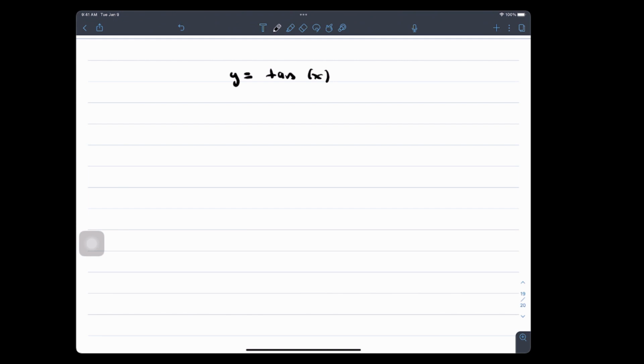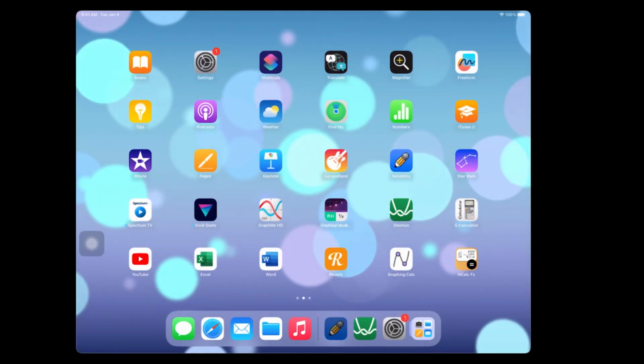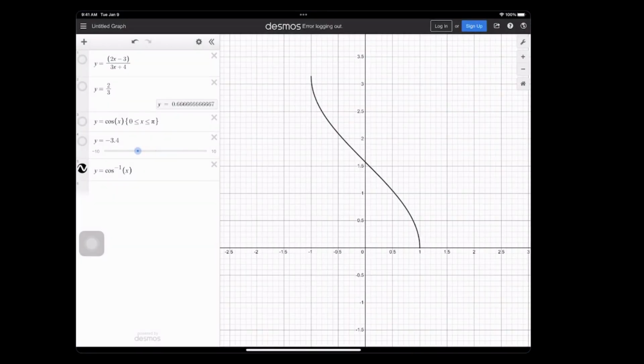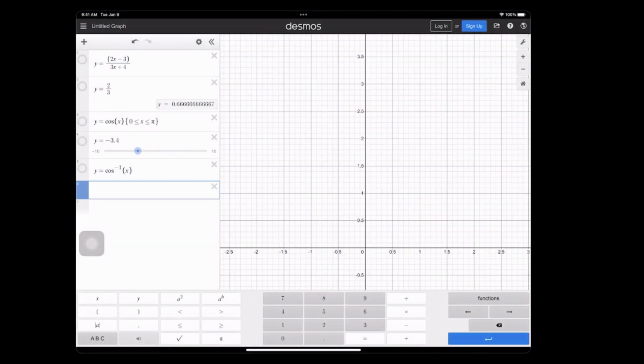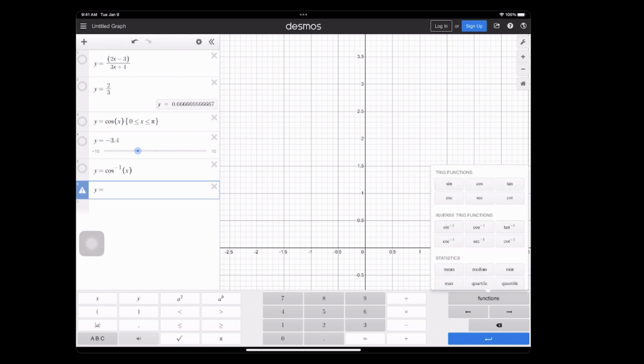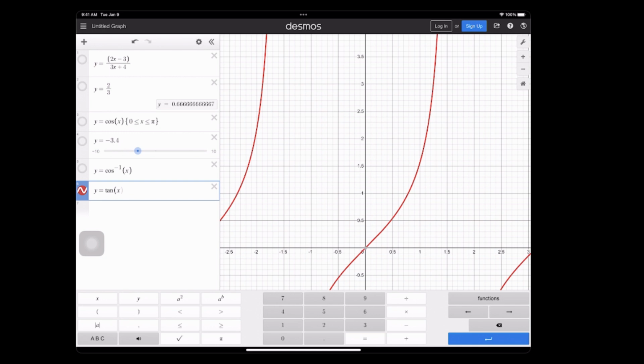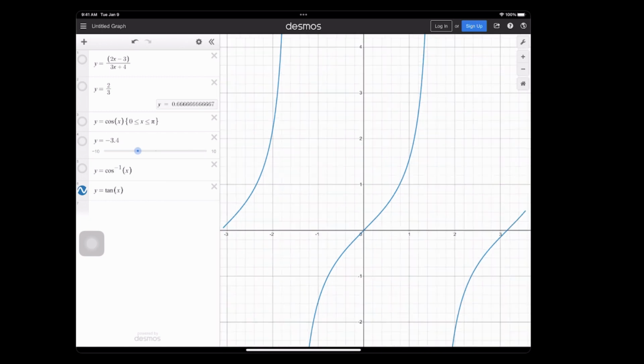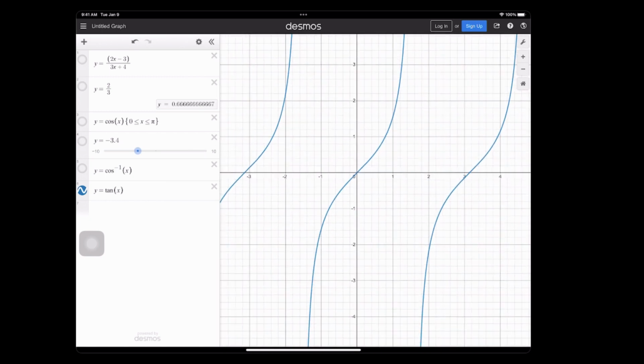Now, I want to remark about tangent. Let's remark there. If I go to Desmos now, where's Desmos? We're going to do tangent now. So I'm going to share with you guys tangent. Y equals tangent x. I don't know what happened. So take a look at tangent while I bring down the screen. That was weird.